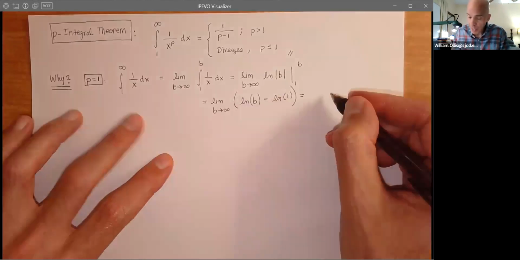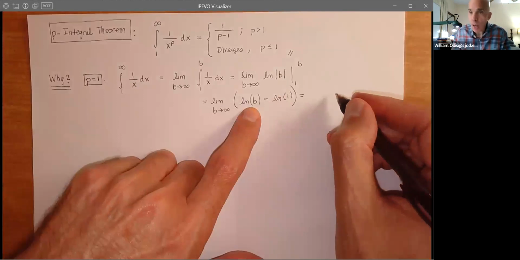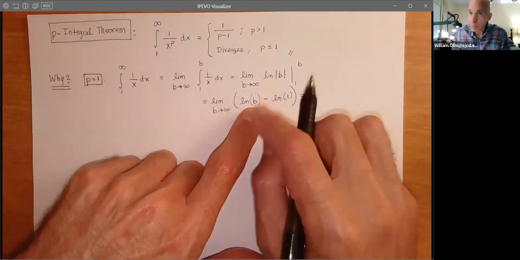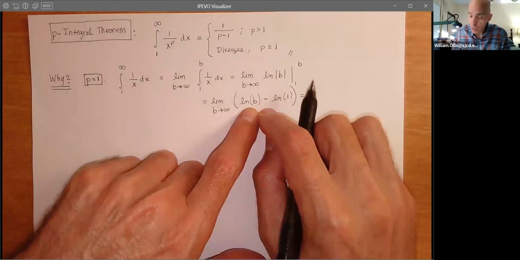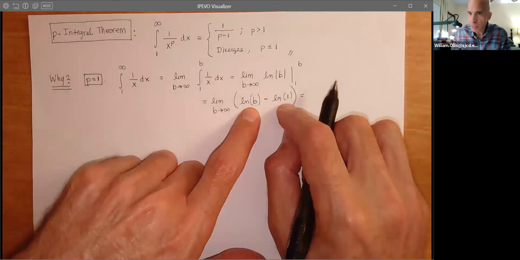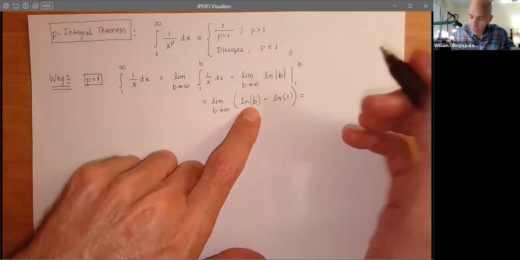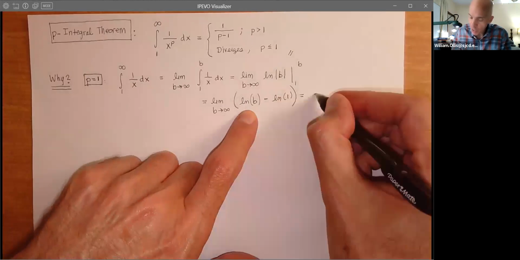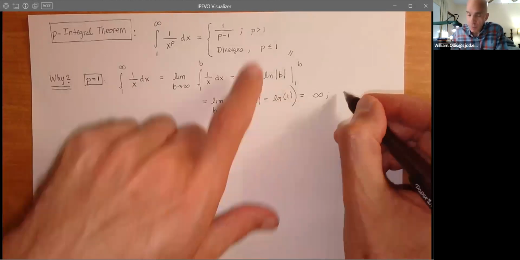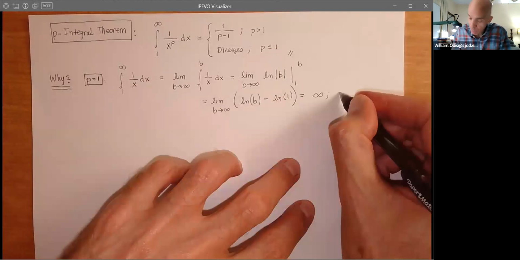And now you just see, again, the natural log is an increasing function. This becomes infinite. It takes its time, but this swallows up the 0. Nothing to swallow. So here, this becomes infinity. So for p equals 1, we know it diverges.